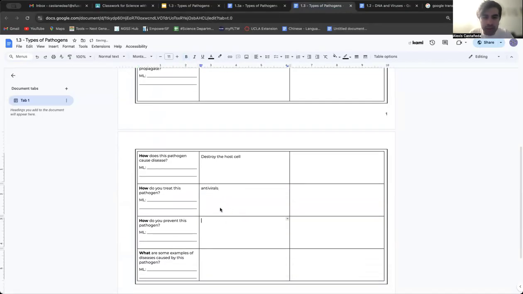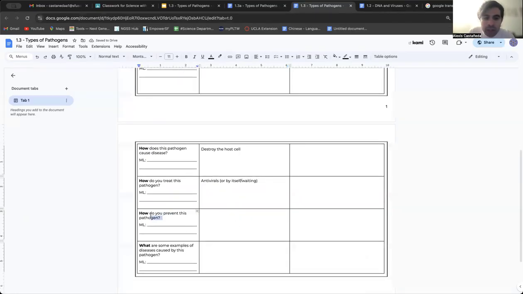Antivirals are how we can treat it, or you can let it heal by itself, like waiting, basically. You can usually wait. Sometimes it's serious, sometimes not. What can you do to prevent this pathogen? We try not to get sick.